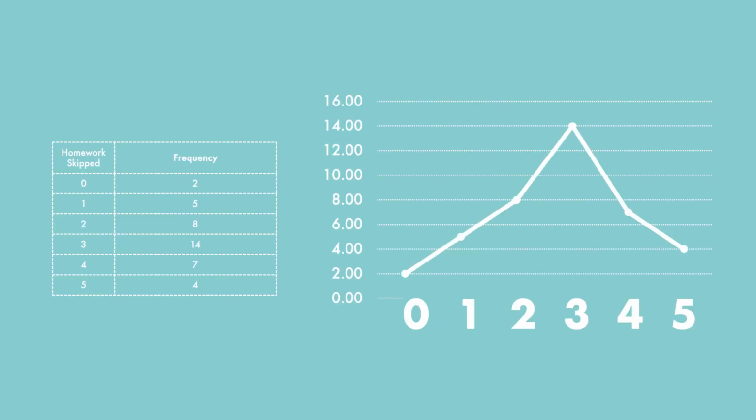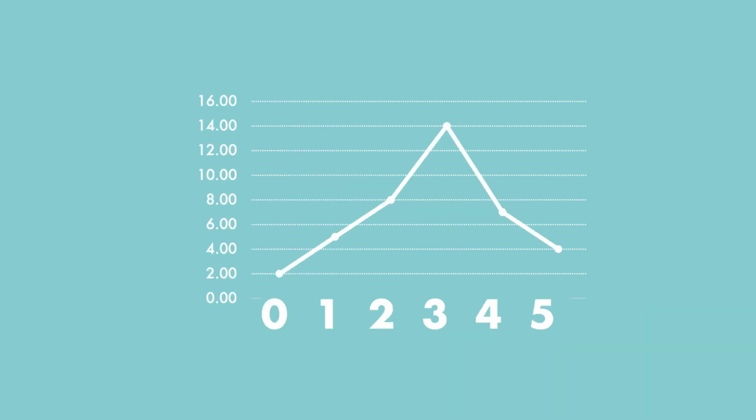We can see that the first point has the coordinates 0 and 2, corresponding to the class of no homework skipped, 0, with a frequency of 2. The second point has the coordinates 1 and 5, meaning that there were 5 students skipping homework once. Because this is a line graph, the frequency points must be connected through line segments.